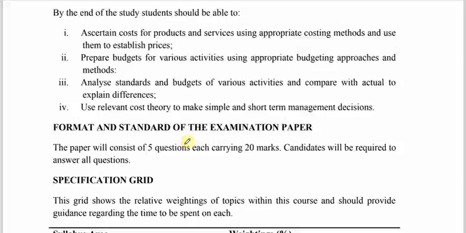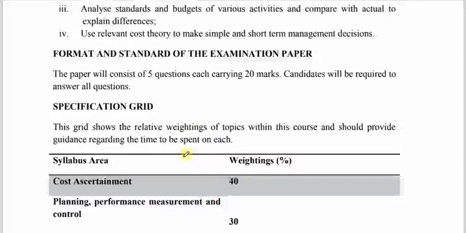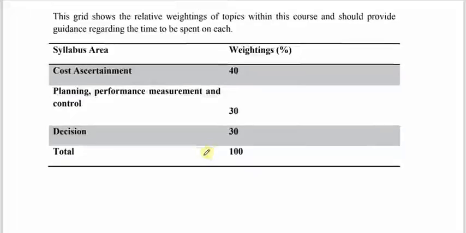Now let us look at the specification grid. The specification grid is basically information helping us know how much a particular topic carries in the exam, the weighting in the exam. So the grid shows the relative weightings of topics within the course and should provide guidance regarding the time to be spent on each. The 14 chapters in the syllabus can be categorized into three broad groups. The first one is cost ascertainment. Cost ascertainment will carry 40% of the weighting in the exam.